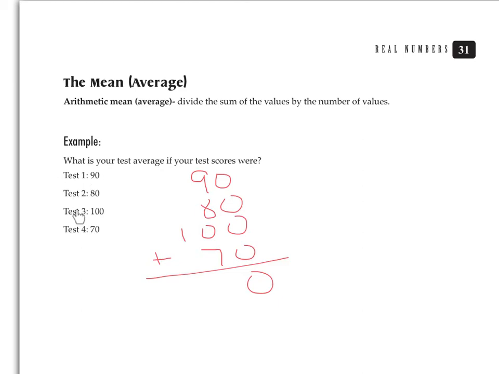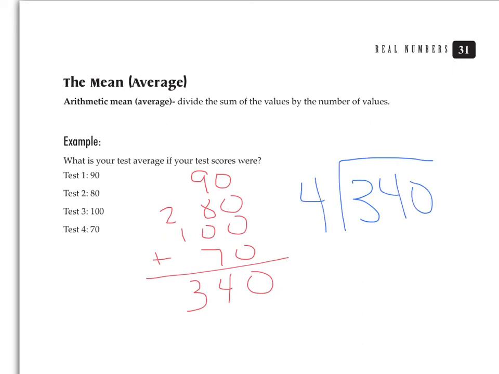We made a 90, an 80, a 100, and a 70. First, we have to add those pieces of data. So what does this make when we add it? So this makes 340. Then we divide that sum by the number of values. We had 4 pieces of data here. So we're going to divide the sum, which is the 340, by the 4 pieces of data.